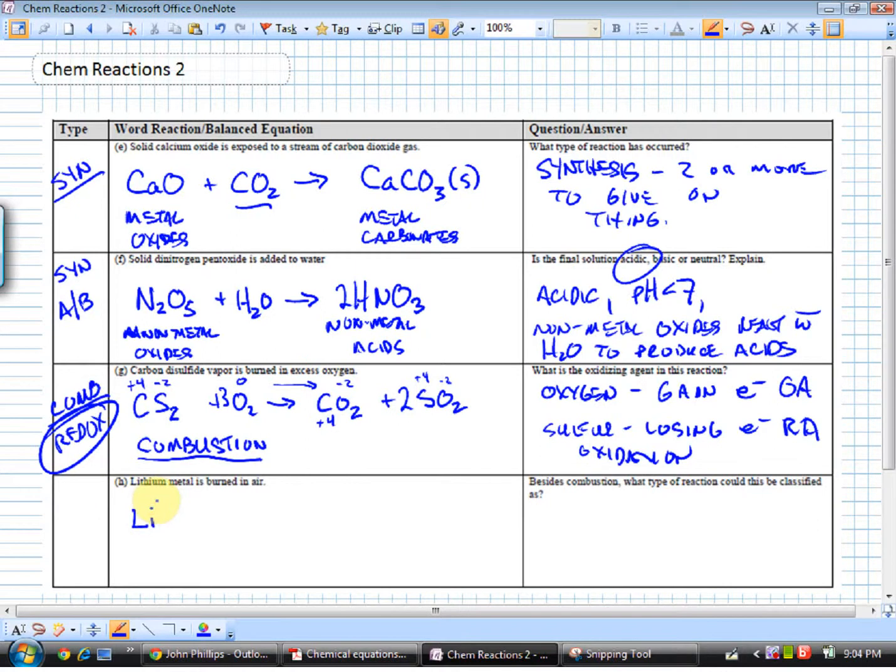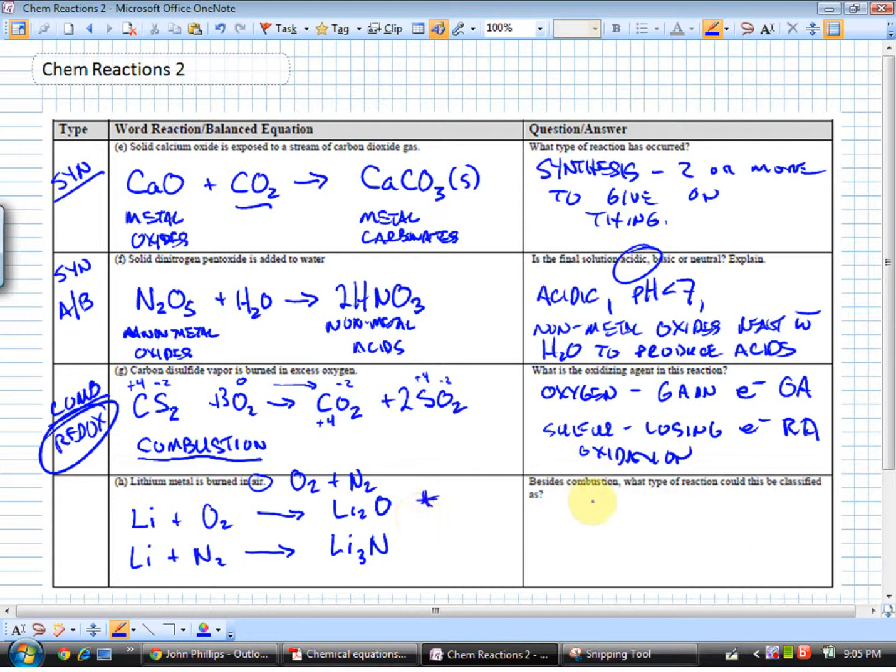Is burned in air. So now we've got a choice. We could write 2 reactions here because we know that air is made up of oxygen and nitrogen. So pick one. Oxygen is more reactive than nitrogen, so the better choice is oxygen. Lithium reacts with oxygen to form lithium oxide. Okay? If you liked, lithium could react with nitrogen, a less favorable reaction. In that case, we would have lithium nitride. Either one of those would be acceptable. The lithium reacting with oxygen is probably the better choice there.